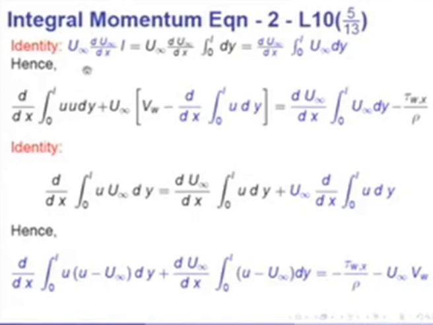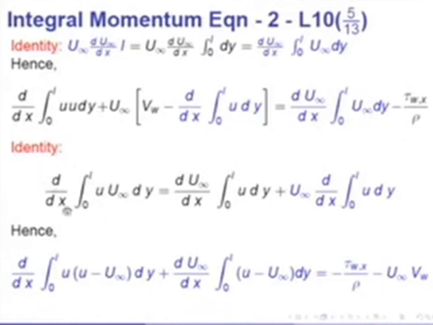Remember, u infinity du infinity by dx L is nothing but u infinity du infinity by dx, 0 to L dy, and since u infinity is not a function of y, I can absorb it inside the integral and write it as du infinity by dx, 0 to L u infinity dy. Then read as the first term here, u infinity into V W minus d by dx u dy as before. This term is now replaced by that du infinity is minus tau of x by rho.